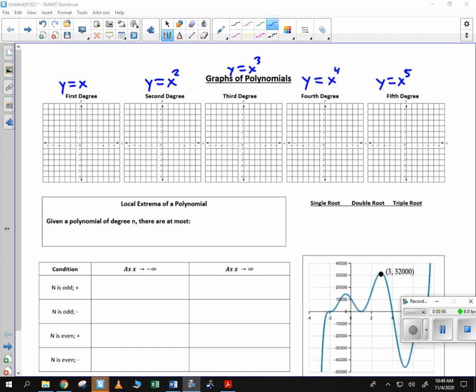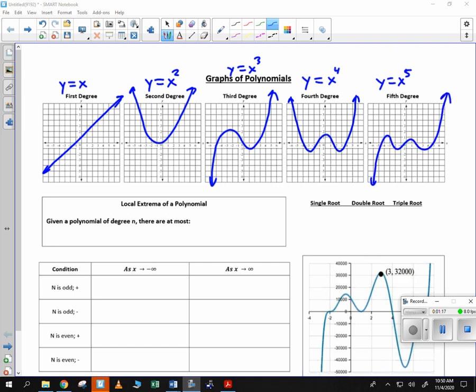So the general shape is, x is a line. X squared is a parabola. X cubed is this kind of shape. And x to the fourth is this kind of shape. And x to the fifth is this kind of shape. And what you notice is that as you draw these, you add a bump in as the degree changes. So these are called extreme values.